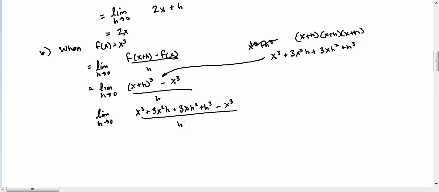Can we simplify this a little bit? Yeah, you can take out the two x cubes. Okay, we can do that. Good. All right, what else can we do? Looks like you can take an h out of everyone. I can take an h out of every single thing. So let me see. This would be 3x squared plus 3x times h plus h squared.